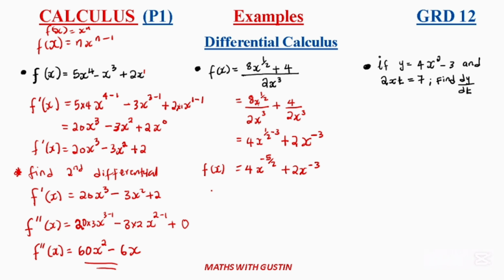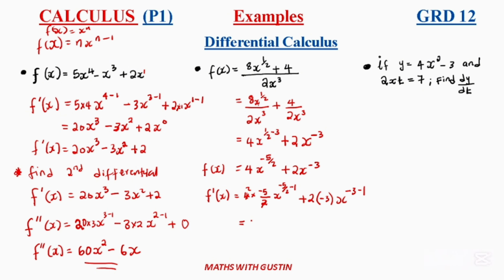Let's come here and say, therefore f prime of x, which is our first derivative, is going to be 4. Then you drop the n, which in this case is negative 5 over 2, therefore x to the power of negative 5 over 2 minus 1. And then as we continue, we're going to have plus 2, drop the n, which is negative 3, therefore x to the power of negative 3, then we minus 1 there. The only thing left is for us to simplify this, and that would cancel out.